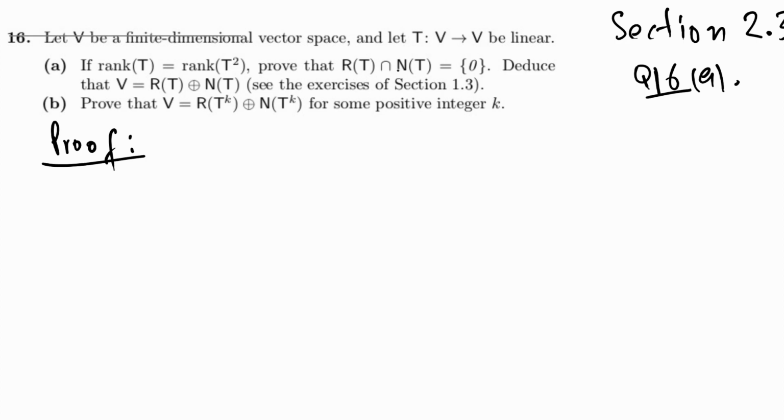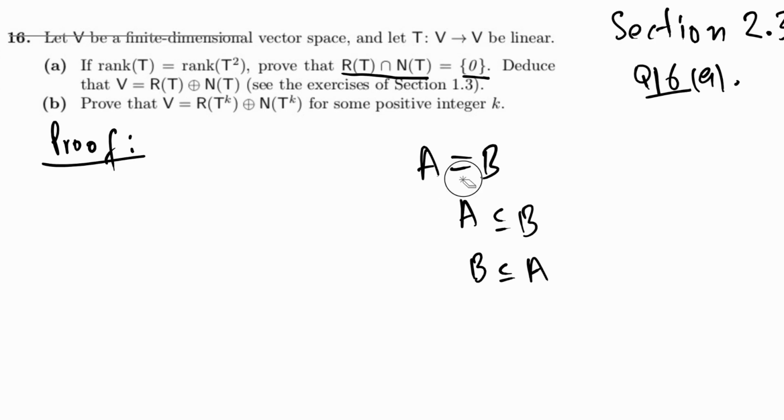To show that one set is equal to another set, so to show that set A is equal to set B, we have to show that A is a subset of B and B is a subset of A, right? So we have to show that this set containing 0 is a subset of this set. That's pretty straightforward to show. We don't even need rank T equal to rank T2.